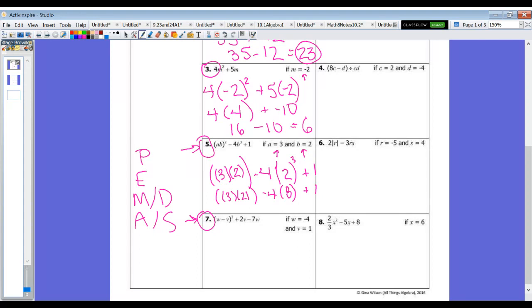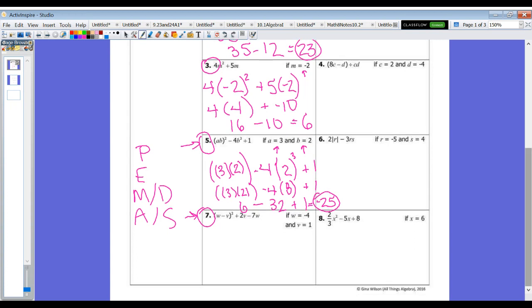In parentheses here, 3 times 2 is going to give me 6. And now I can do this multiplication. That'll give me 32. And now I'm just doing an addition and subtraction. So that will give me 6 minus 32 is negative 26. Plus 1 will give me negative 25. Okay, you should have done number 7 as well, so let me do that one with you.